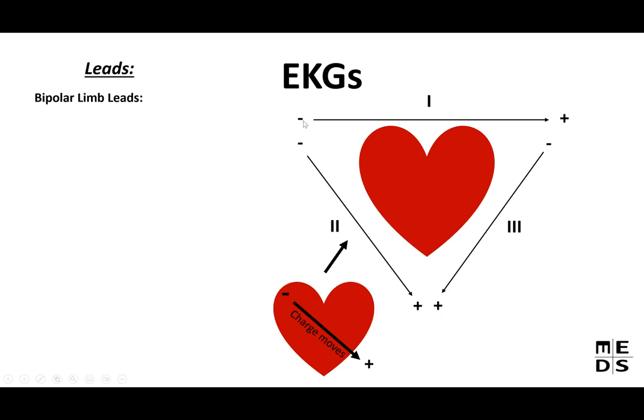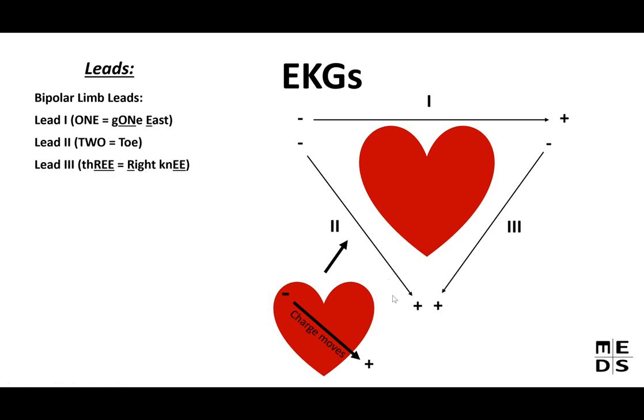And what they're going to do is communicate with each other, showing that this is going to be lead 1, going in this direction. This is going to be lead 2 going in this direction, and then lead 3 is going to go in this direction. So just remember with lead 1, you've gone east, meaning that it's going to go from the left to the right. This is lead 1. Lead 2 is going to go towards your toe, more specifically towards your left toe. And lead 3 is going to go towards your right knee, so it's going to go in this direction. So if you just draw this upside down triangle and go 1, 2, 3, these are the 3 leads that you have.